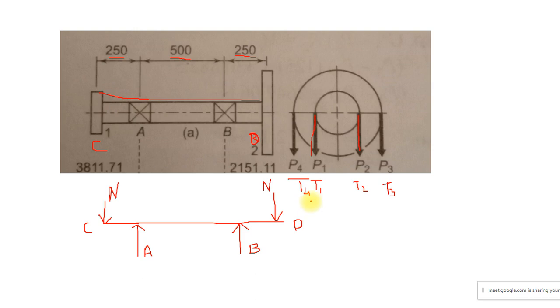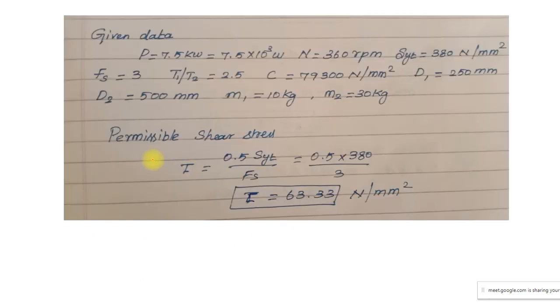Okay, so going back to our given data. The power is given in kilowatt, 7.5 kilowatt, which is nothing but 7.5 into 10 to the power 3 watt. N is 360 rpm. Yield tensile strength is given as 380 Newton per mm square. Factor of safety is 3.